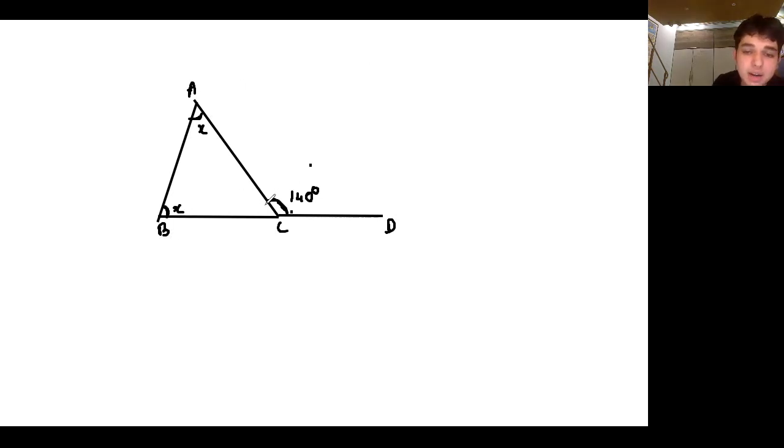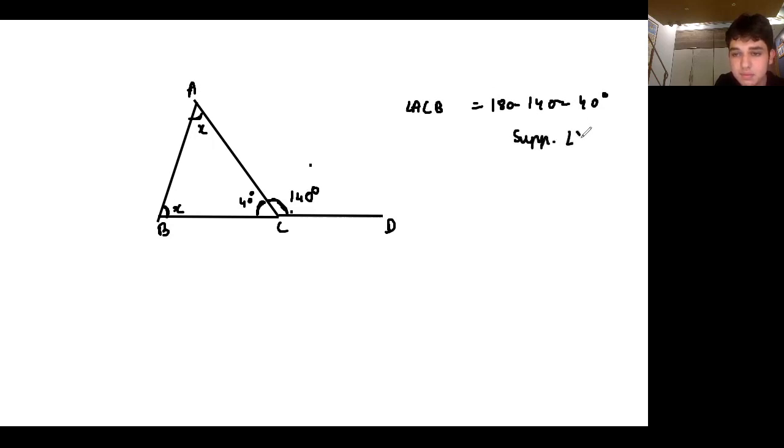Now again, by the supplementary rule, what do I know about this angle? This will be 180 minus 140 because they're supplementary. So that means this will be 40 degrees. Let's say angle ACB is equal to 180 minus 140, which would be equal to 40 degrees. Why? Because they're supplementary angles.